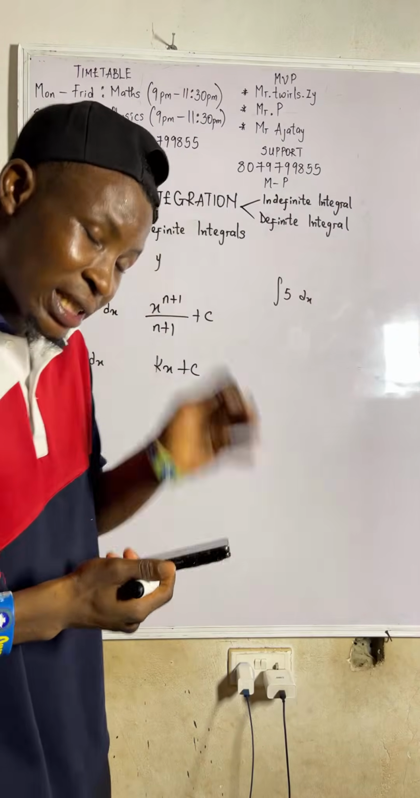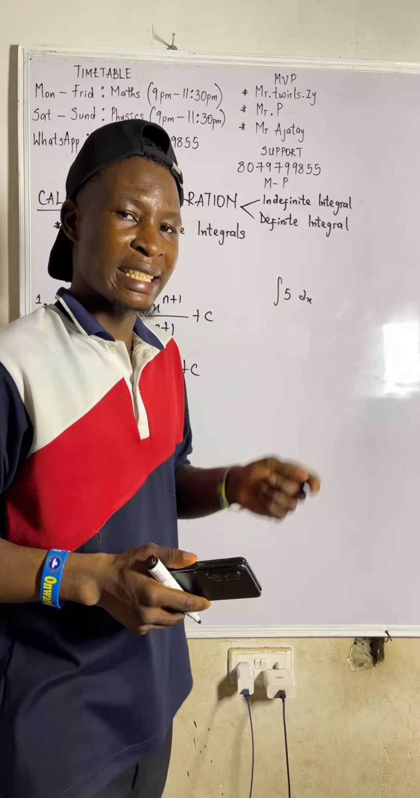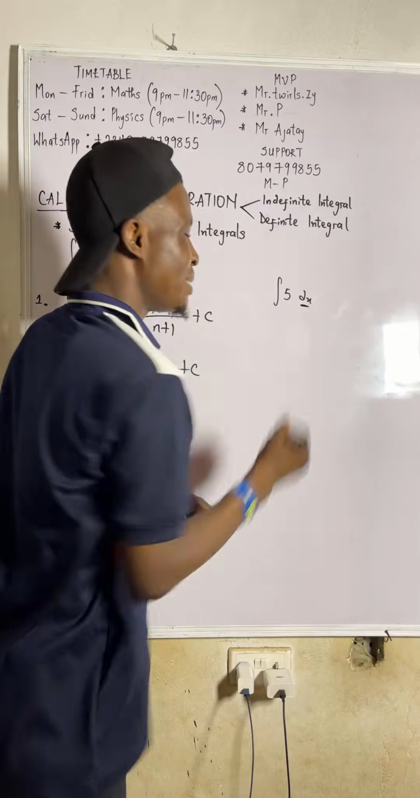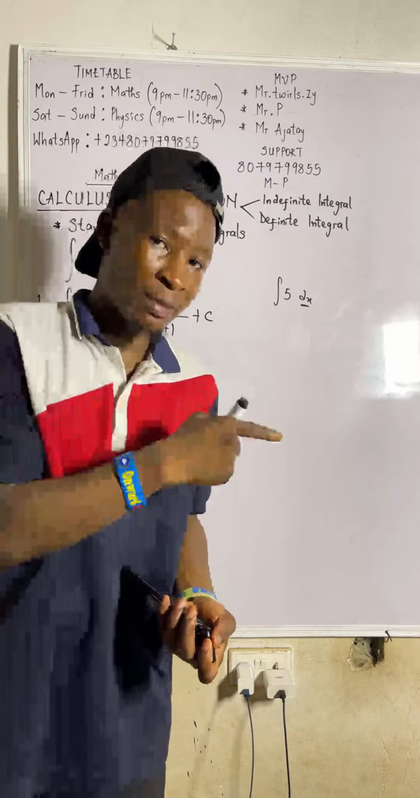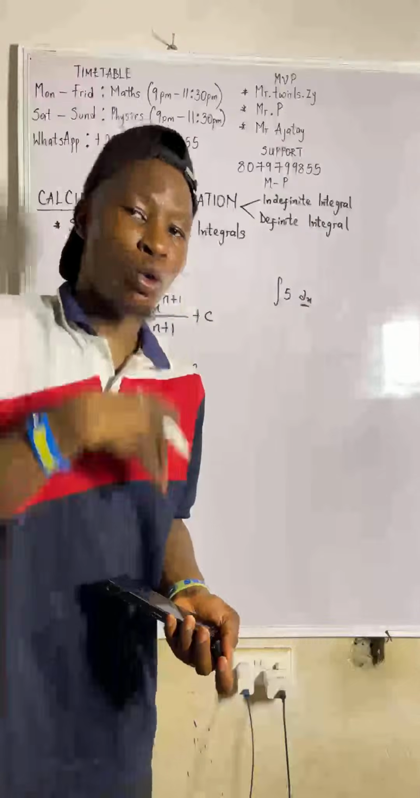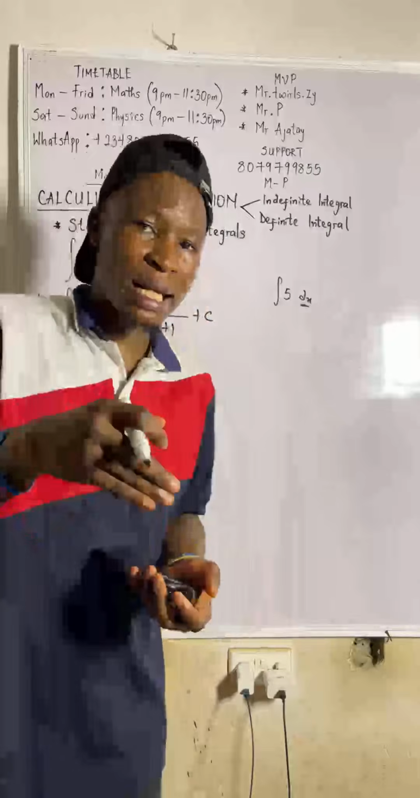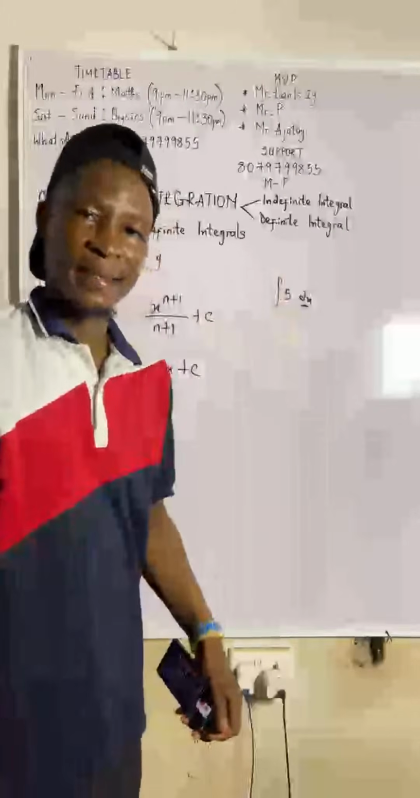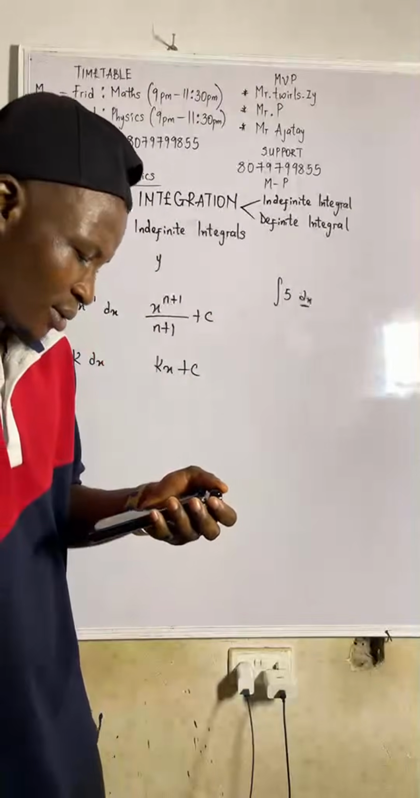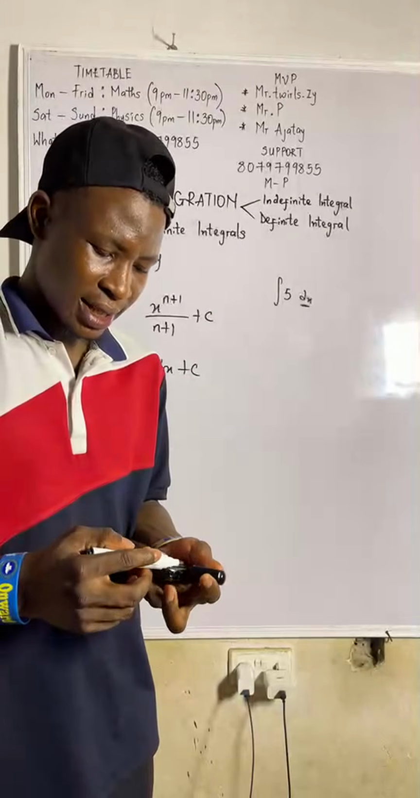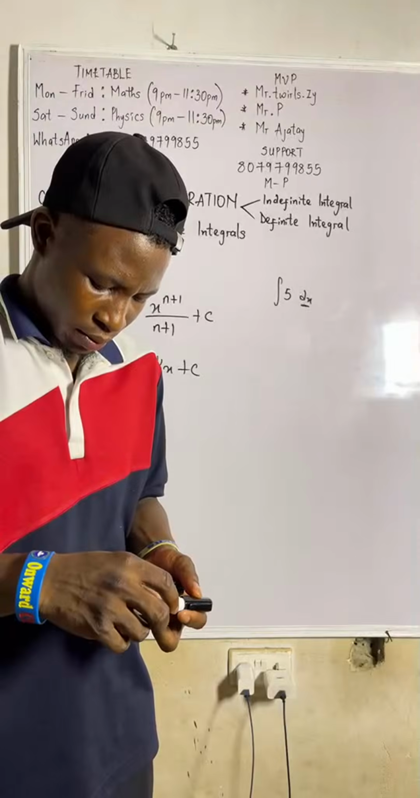Listen to this part very well. If they say integrate 5 with respect to dx, the dx you are seeing here means I'm integrating with respect to x. So anything apart from x is a constant. Now, is there x there? Check. Is there x there? No, there is no x.